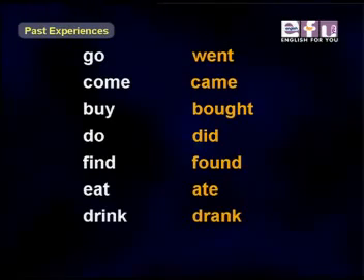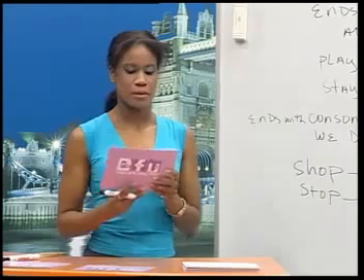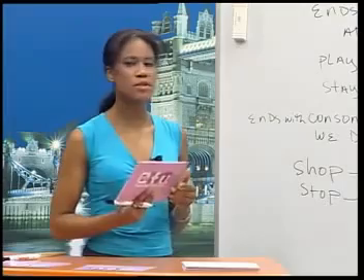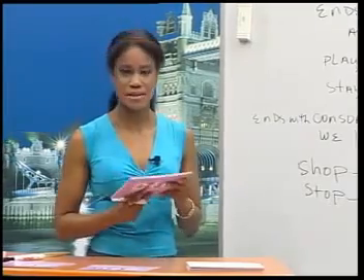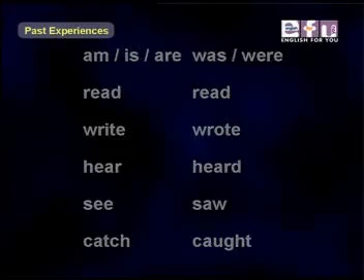Drink is drank. All right, let's also look at the verb to be in its simple past tense. So in the present tense, we have am, is, or are. But in the past tense, the verb to be becomes was or were. Read has the same spelling in the past tense, but the sound changes, so it becomes read.